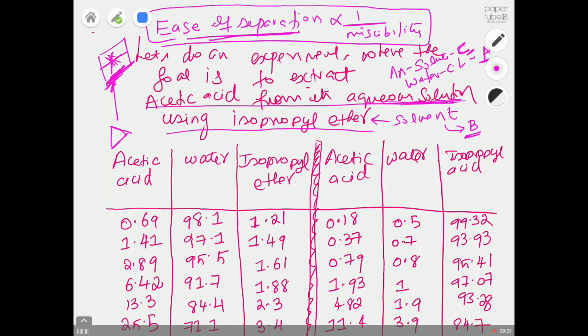What's this system? For the moment, don't think about whether it's partially miscible or partially immiscible. Once we finish plotting this data in the ternary diagram, I will tell you how to identify whether the system is partially miscible, partially immiscible, or completely immiscible. There are a few tricks to do that.